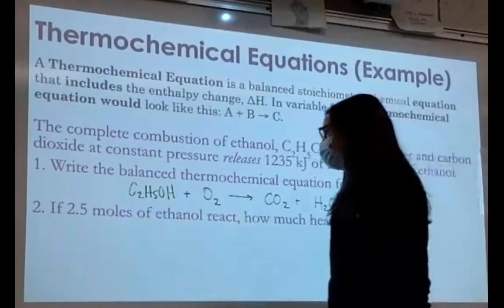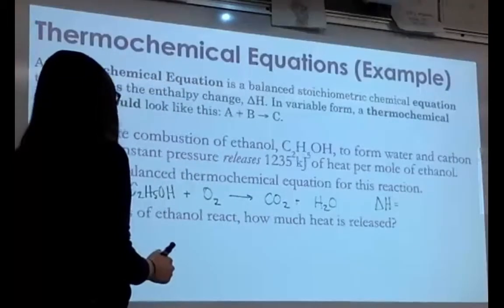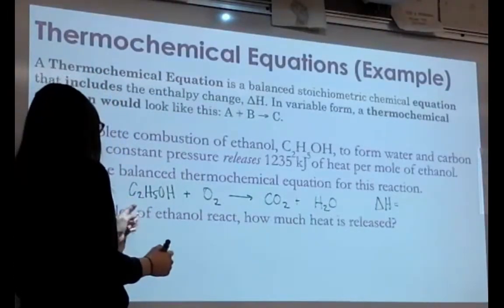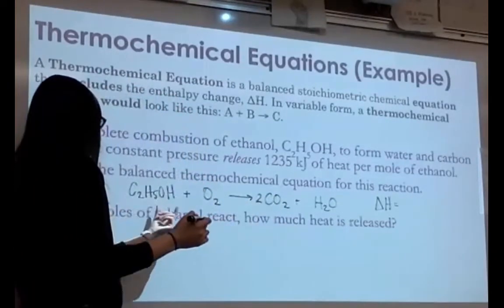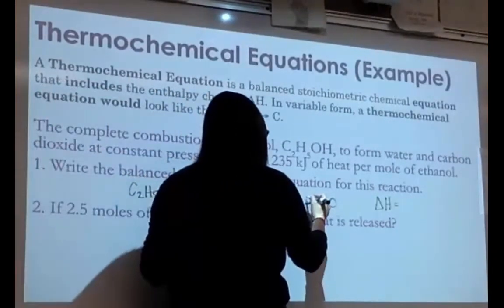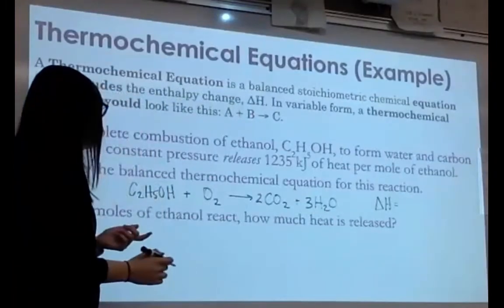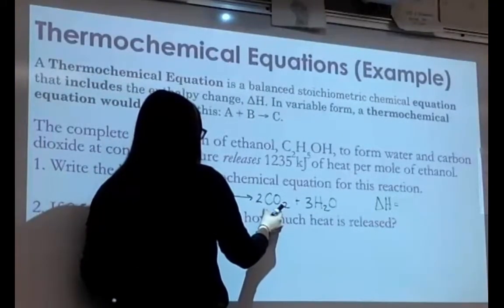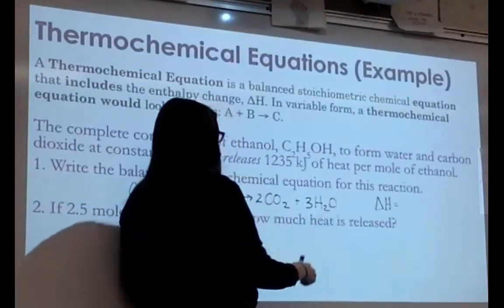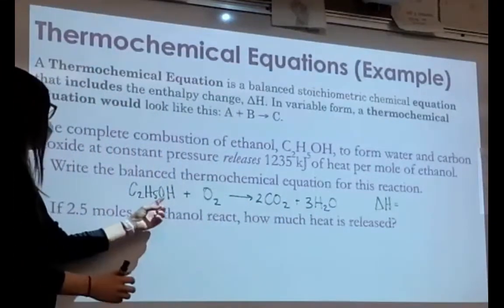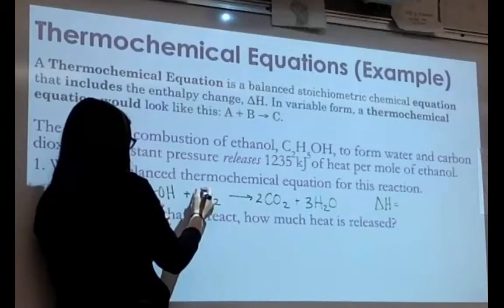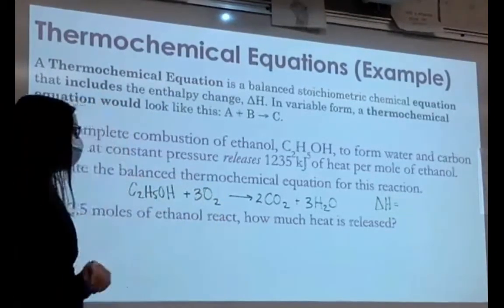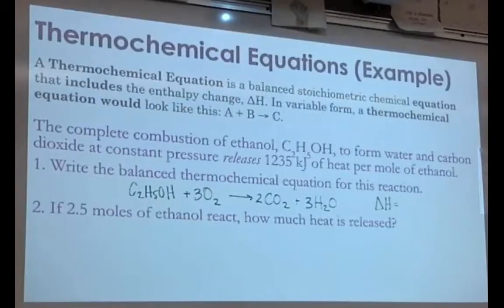So if we balance this, we have 2 C's, save O for the end. 2 C's, 6 H's, 6 H's. So there's 4 plus 3, there's 7 oxygens. I have 1 here, so what would I need to put in front of O2? 3. There's our balanced equation.